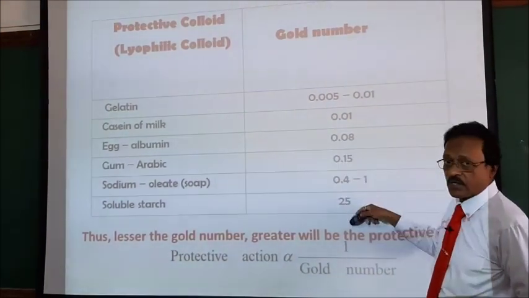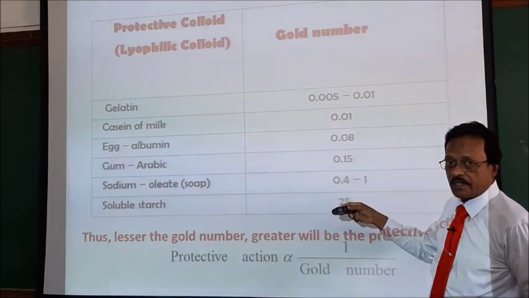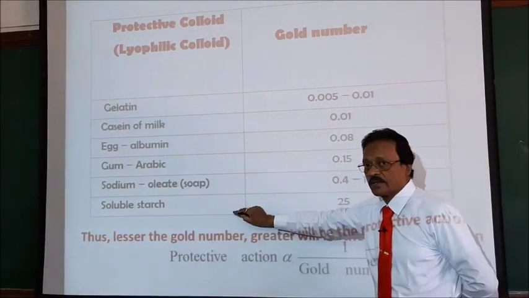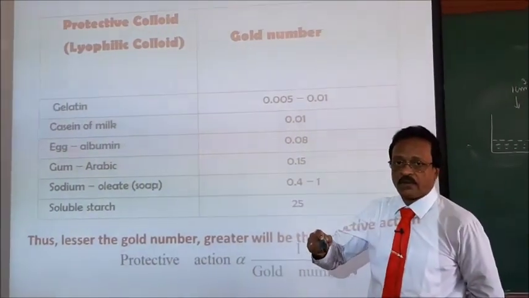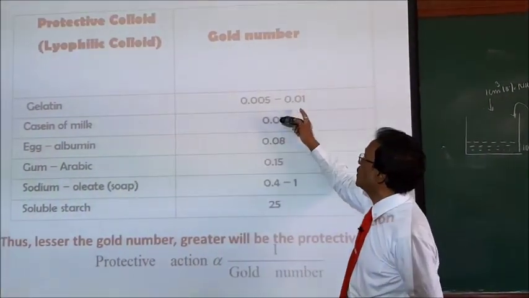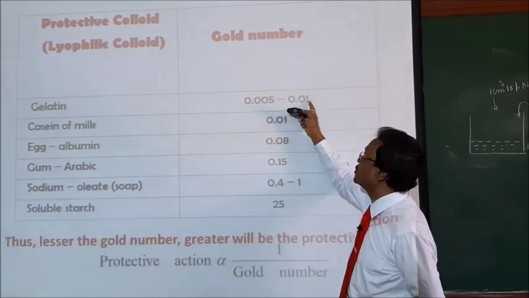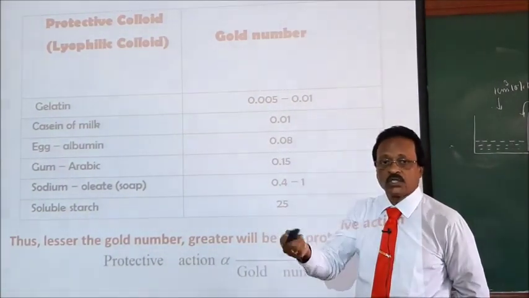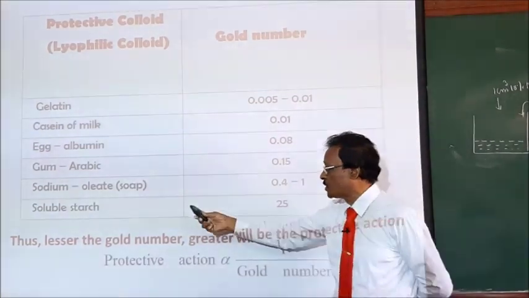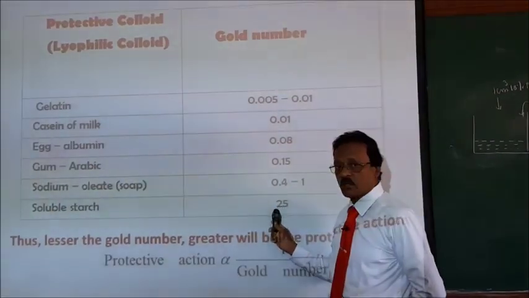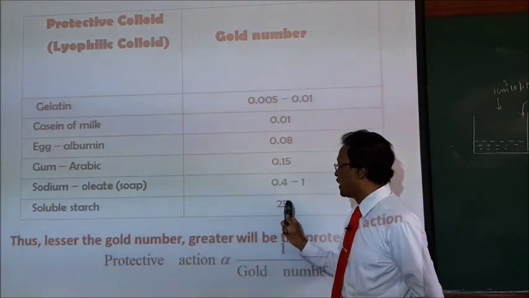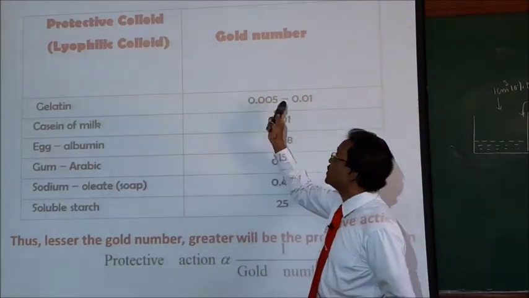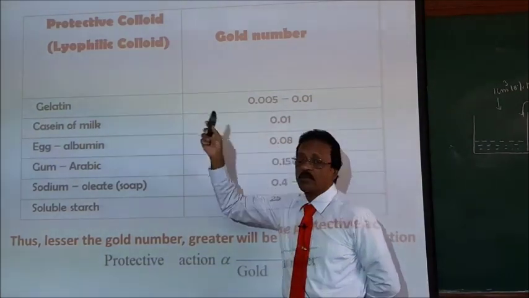How do you correlate these values? Application of mind: the higher the gold number, the lesser the protective action. If you want to protect the gold sol from precipitation, only about 0.01 milligram of gelatin can make the gold sol stable. If you want to use starch, you have to put 25 milligrams. So in this way you can say higher the gold number, lesser the protective action, or lower the gold number, greater the protective action.